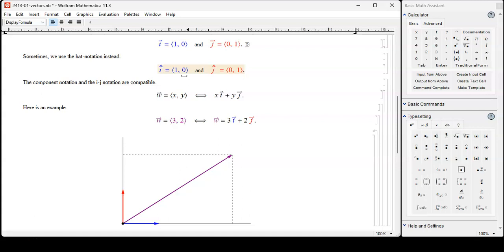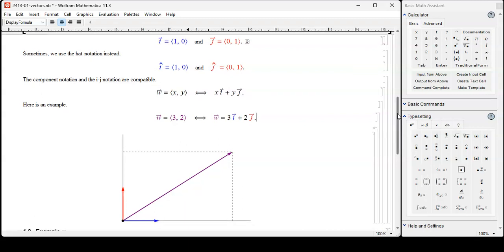But this expression is rather rare. You either use i and j like this with arrows, or do not use arrows at all. Here in this example, 3, 2, so 3 times blue, so I go 3 units to the right, and then 2j, 2 units up. So component expression a, b versus the ij expression, ai plus bj, they're the same.